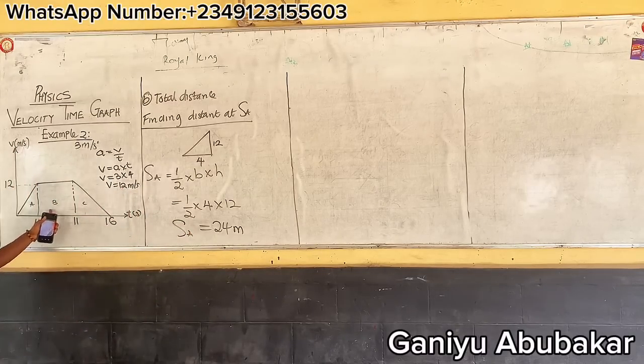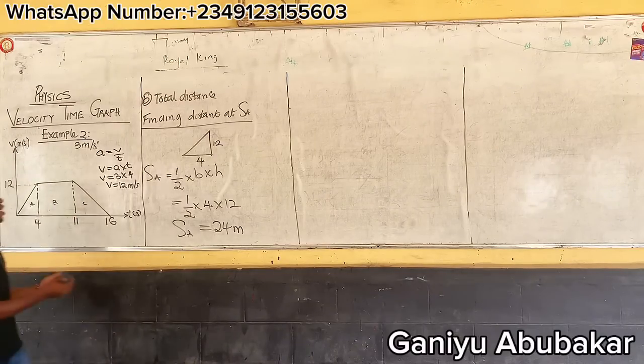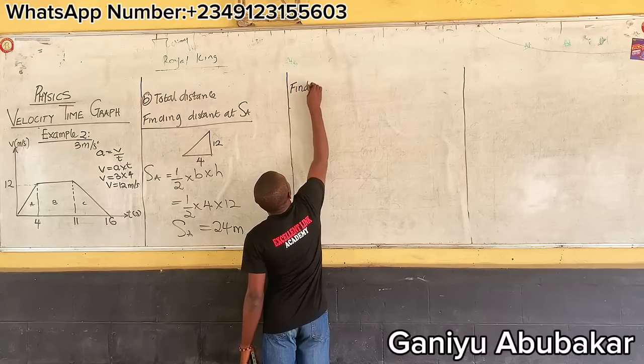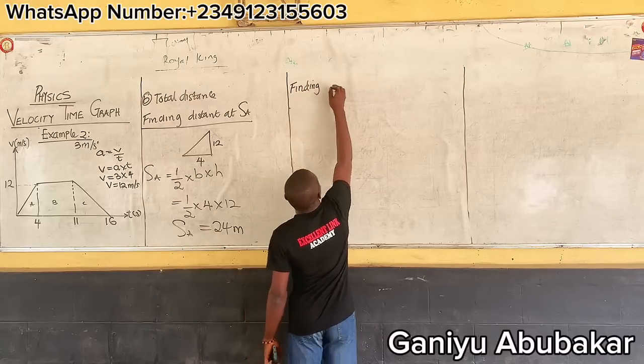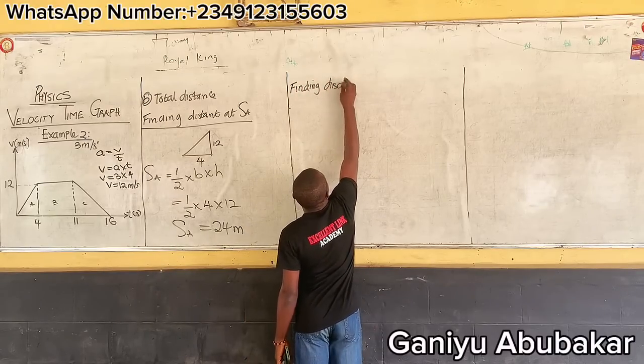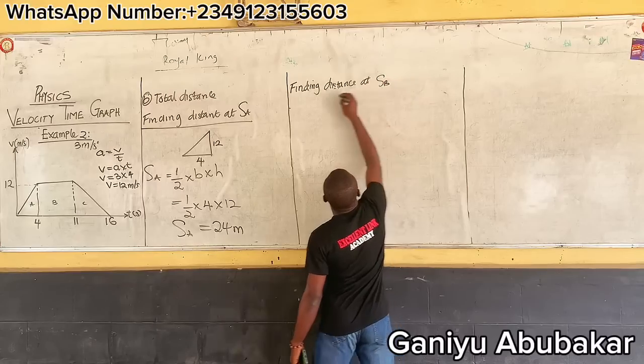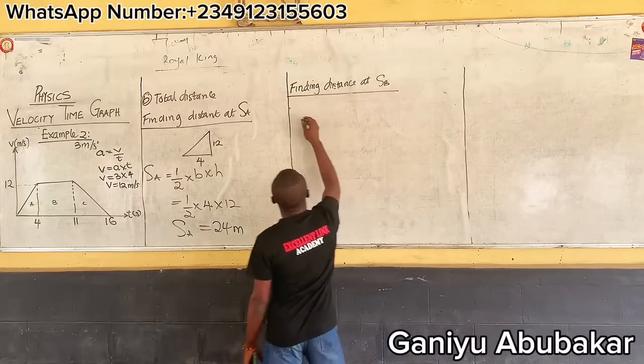Let's get SB and SC and add them together to get the total distance. Let's get SB, please. Finding distance at what? At SB. Please check. What am I seeing there?